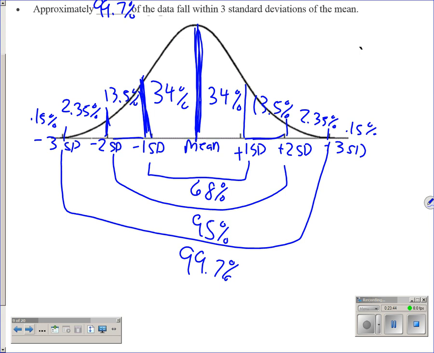On your test, I'm going to give you a blank one of these, and I'm asking you to fill out all of these percents. Personally, I just remember these three numbers and do the math, but if you want to memorize all of these, go for it.